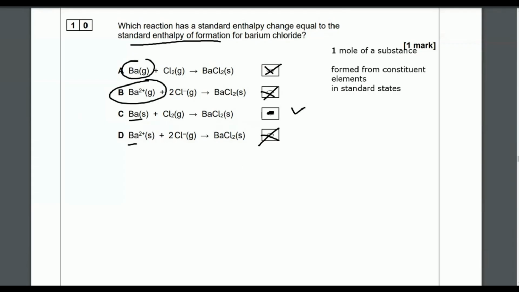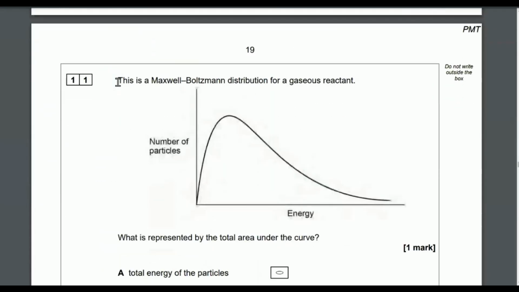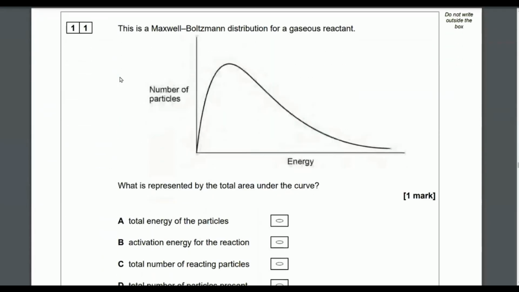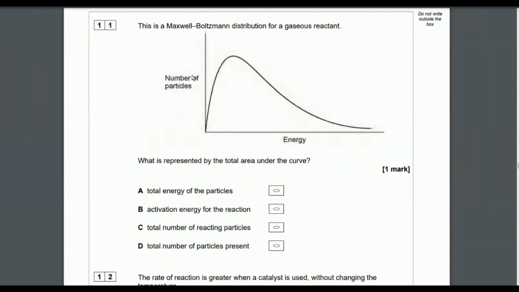Okay, let's move on to the next question. Once again, pause the video at the start of each of these, have a little go before unpausing and checking the answer. So here we go. This is a Maxwell-Boltzmann distribution for a gaseous reactant. We've got the number of particles up the side on the y-axis and energy on the x-axis. What is represented by the total area under this curve?